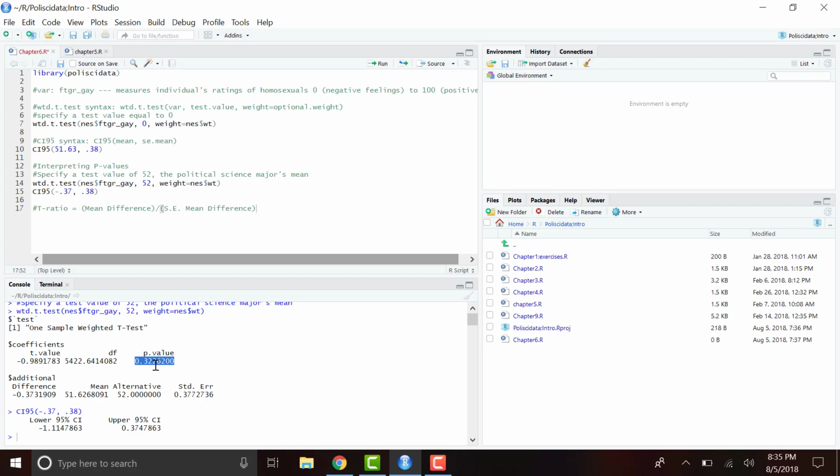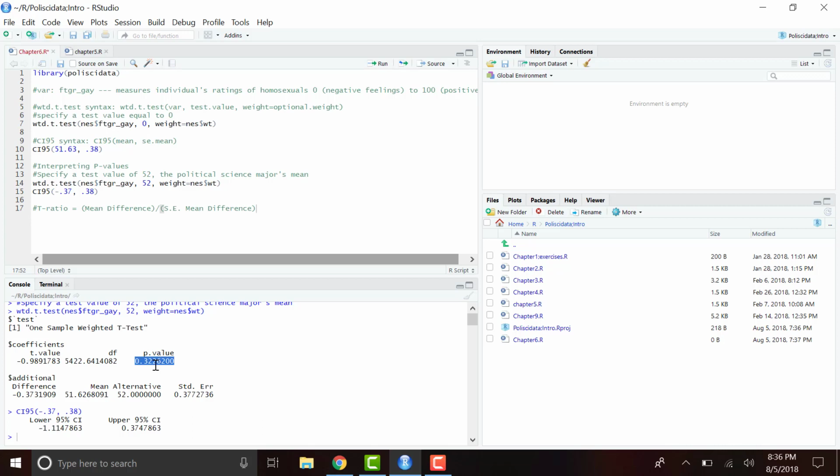and if in the population political science majors are really no different from anybody else, then random sampling error would give us a difference of negative 0.37 about 32% of the time. Thus, chance processes would produce the observed difference about a third of the time, which is much too frequently.